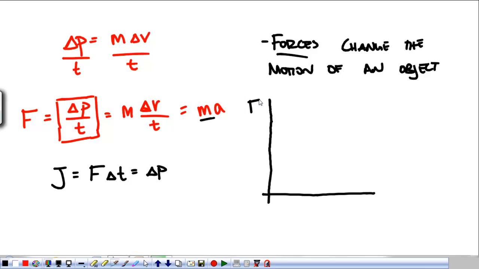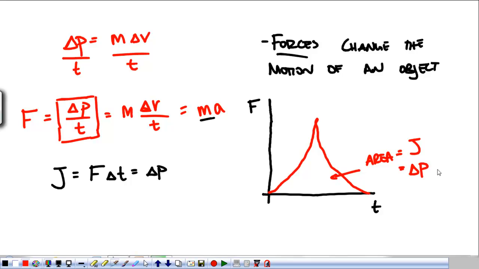But if we look at force on our y-axis and time on our x-axis, a graph of force versus time, let's say it's a collision, it's probably going to peak and then go down a little bit. The area here is equal to the impulse, or the area is equal to the change in momentum. I don't know why we talk about the two things differently, but impulse and change in momentum are the same thing. The area is in units of force times time.